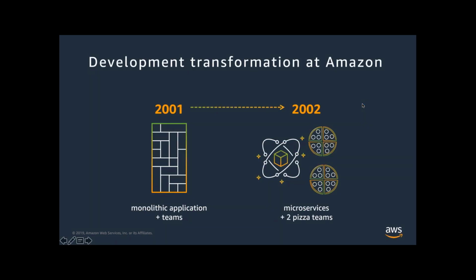A little bit of story. This is exactly what happened in 2001 to Amazon.com. So they had this monolithic application, a lot of teams working on that. And then the concept of two-pizza teams, right? So let's create smaller groups that are working independently on each of these services or microservices, right?